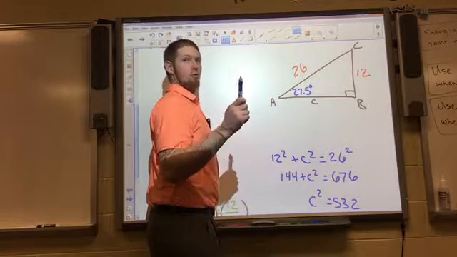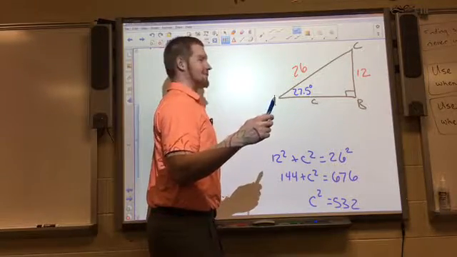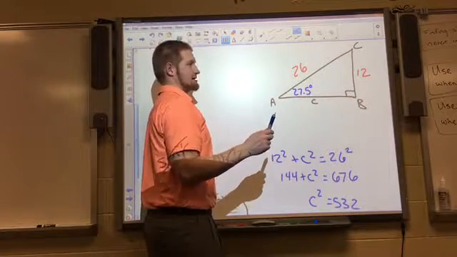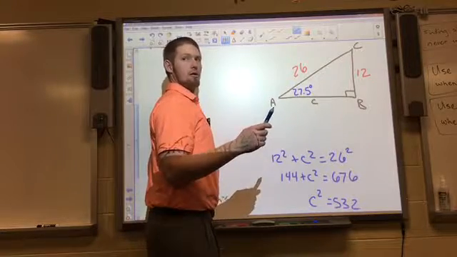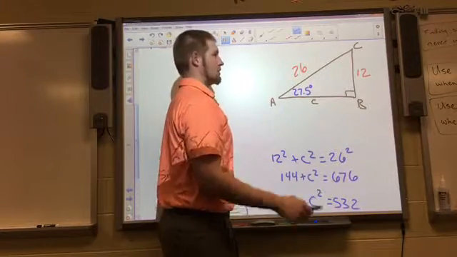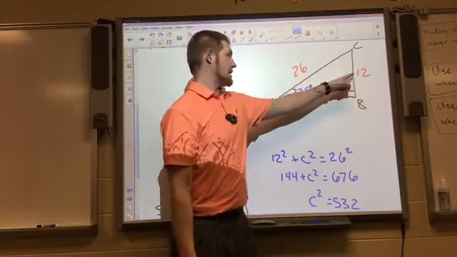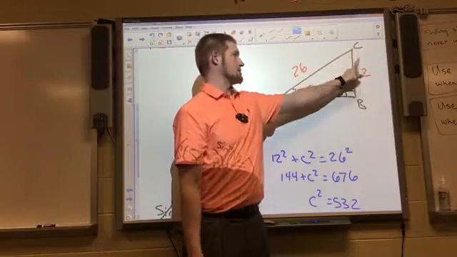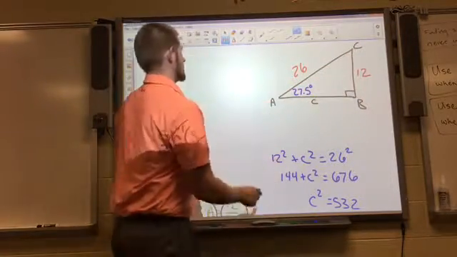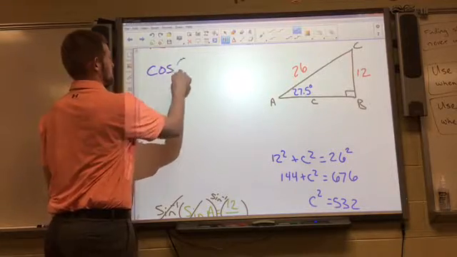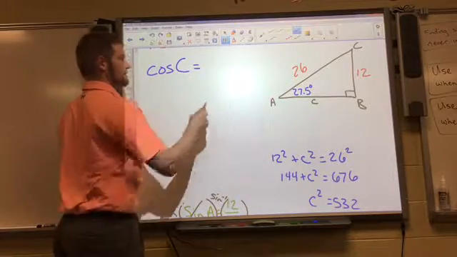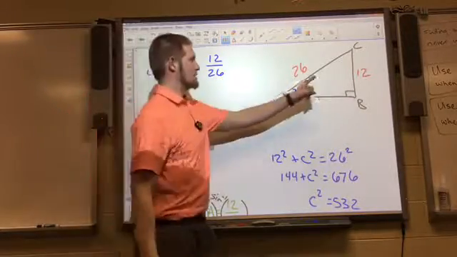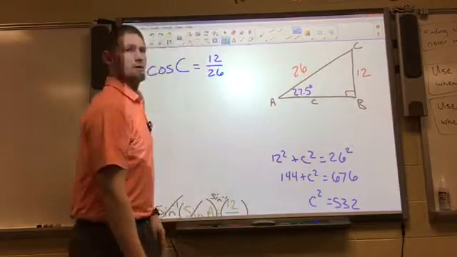Why is it not sine? Somebody explain to me why it's not sine. Carly? 12 is the adjacent. It was the opposite from A, but now we're on C. So now it's adjacent to C. So I want the cosine of C equals what? Good, 12 over 26, because it's adjacent over hypotenuse with SOHCAHTOA.